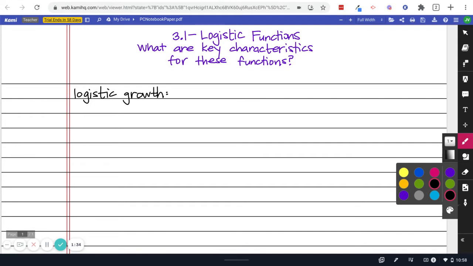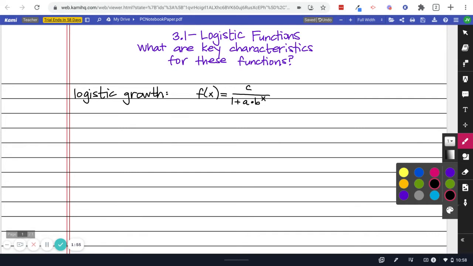And logistic growth, we can model it one of two ways. The first way is like this, as this fraction with c on top, and then 1 plus a b to the x, which we looked at yesterday. So that's kind of sweet.